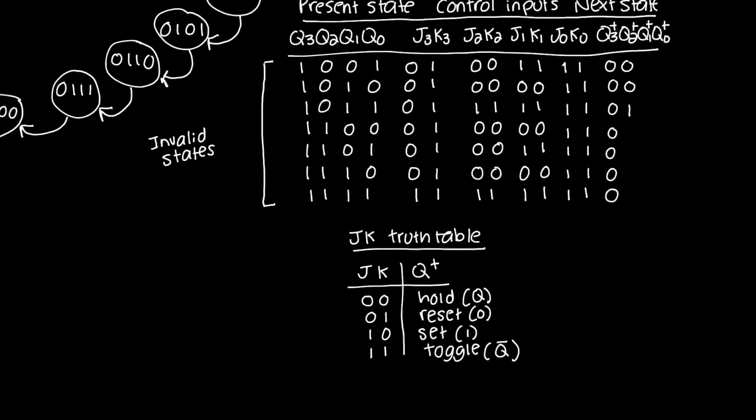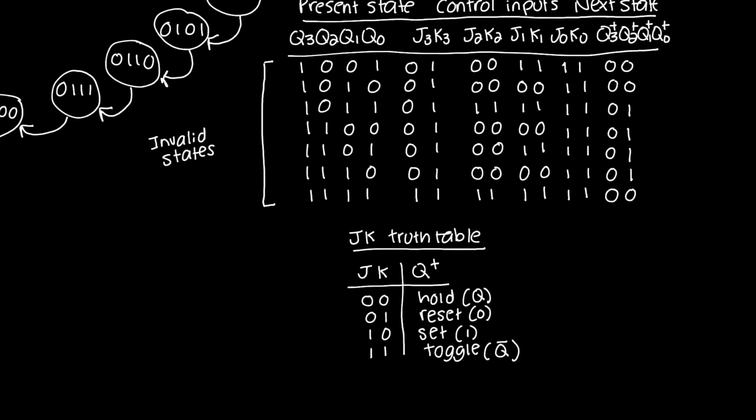What about over here? J2 and K2. Again, I'm in the hold condition. I've got a 1, meaning the next state is also going to be a 1 because I'm in the hold condition. How about over here? I'm in the hold condition and I've got a 1. I'm going to hold that 1. Next state is also going to be 1. How about over here? Again, hold, again, 1. That gives me another 1. How about over here? I'm in the toggle condition, right? 1, 1 is the toggle condition. I've got a 1. I'm going to have a 0.